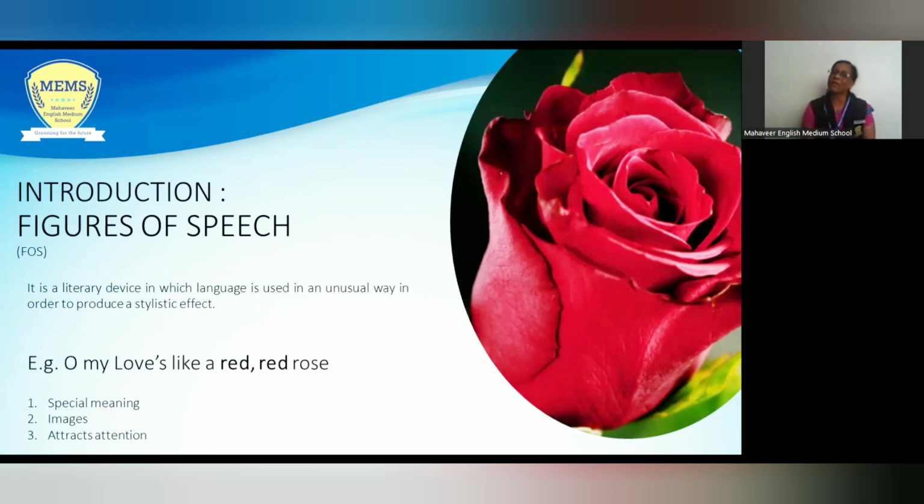Second point, images come to our mind. Let us take the same example. Oh, my love's like a red, red rose. When I say my love's like a red, red rose, I have the image of a red rose in my mind. The color of the rose won't be yellow, pink, or white. So that fulfills our second criteria too.